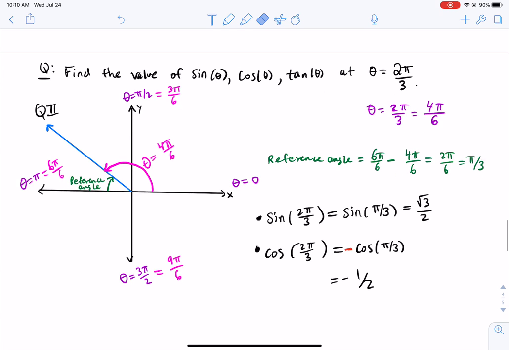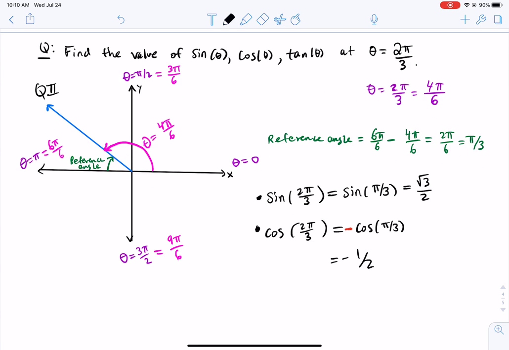So now tangent of 2 pi over 3. Is tangent positive or negative? Negative in the second quadrant. So it will be negative tangent of pi over 3, right? And what is tangent of pi over 3? It will be negative radical 3. There you go. So these will be the answers right here.